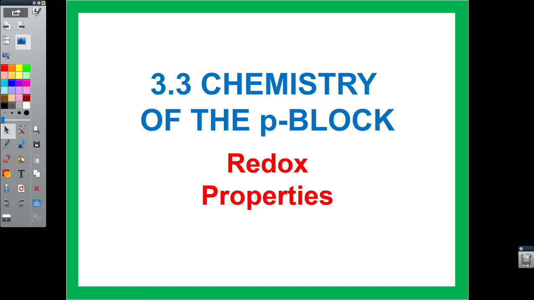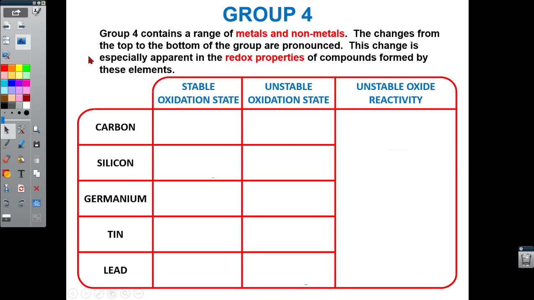In this video in our Chemistry of the P-block series, we are going to be taking a look at the redox properties of the compounds in this part of the periodic table. That is, whether or not these compounds behave as reducing agents or oxidizing agents. So we're going to focus in particularly on group 4 of the P-block here.